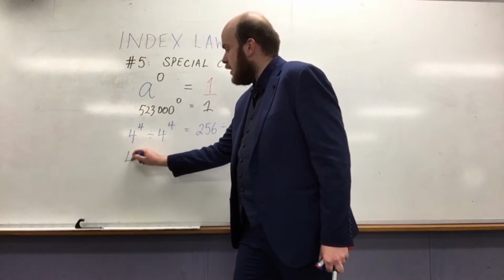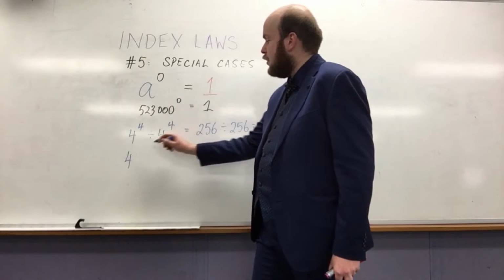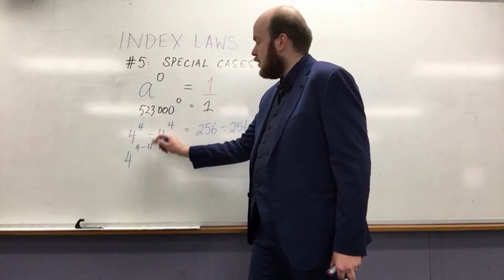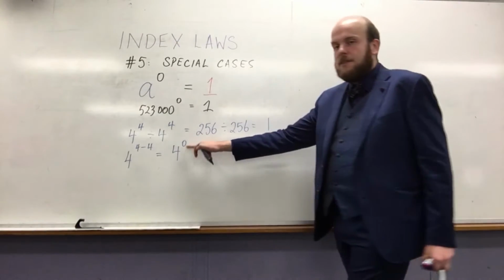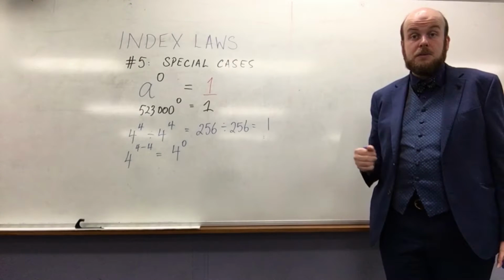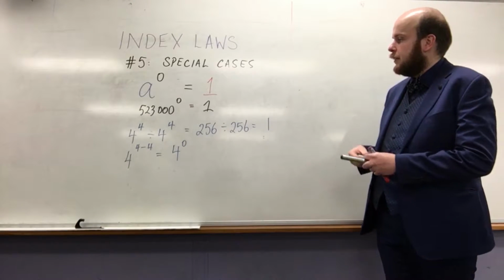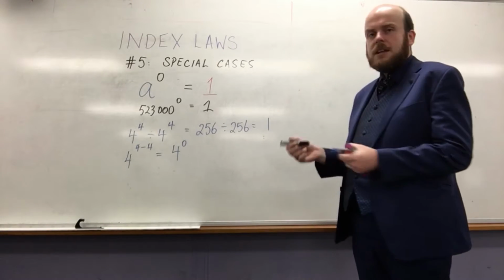And if I use my index laws, 4 to the power of 4, take away 4, because that's what this would be, which is 4 to the power of 0. So therefore, 4 to the power of 0 must be equal to 1. So, that's one means to prove it.